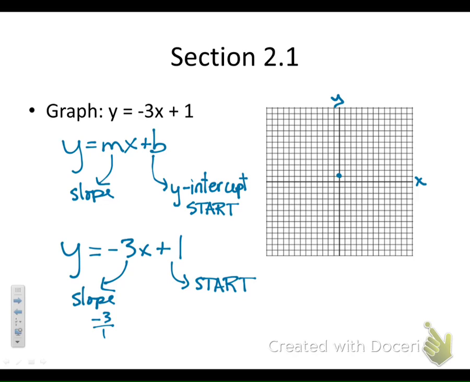When the slope is a fraction, you have to create words. -3 represents down 3. This 1 represents right 1. So from this point, I need to go down 3, right 1, and create a line.